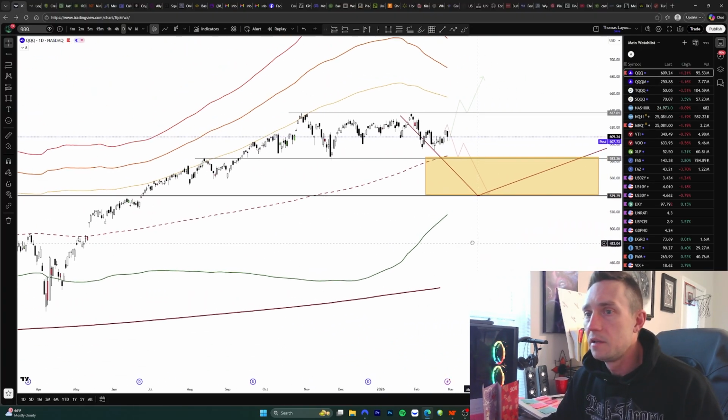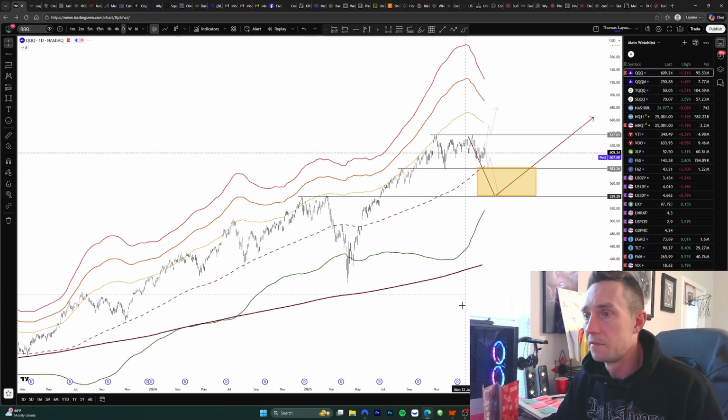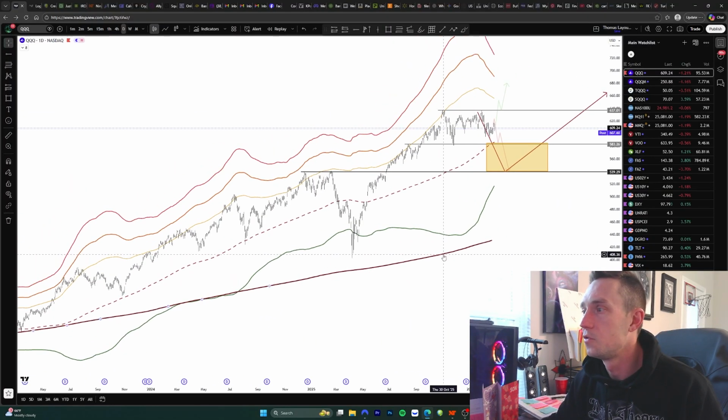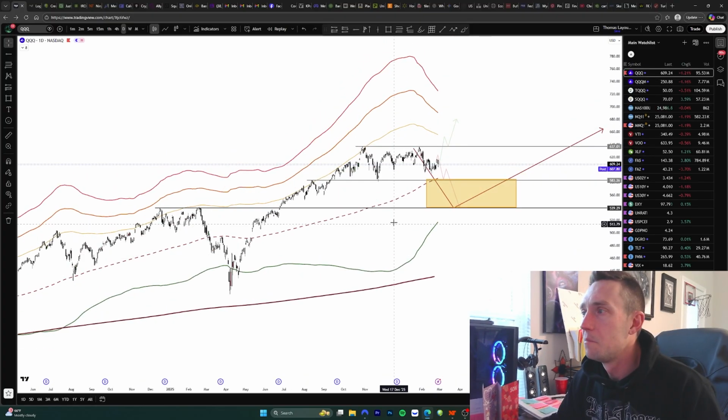And as you can see, I've got a couple of levels marked here. This is the 200-week moving average. I don't think we'll get that low, but anything's possible. But we have this level here down around 538.